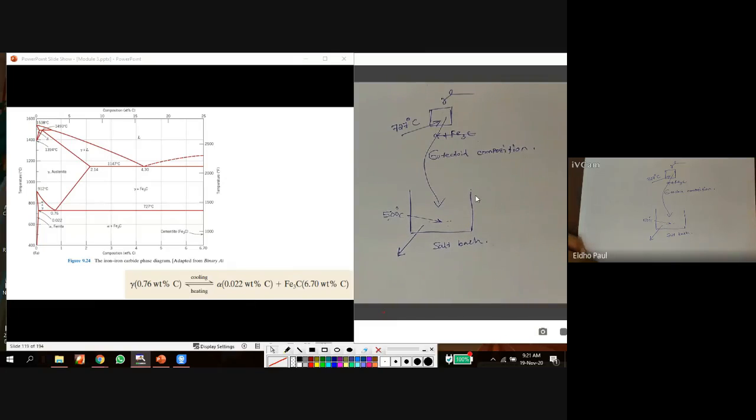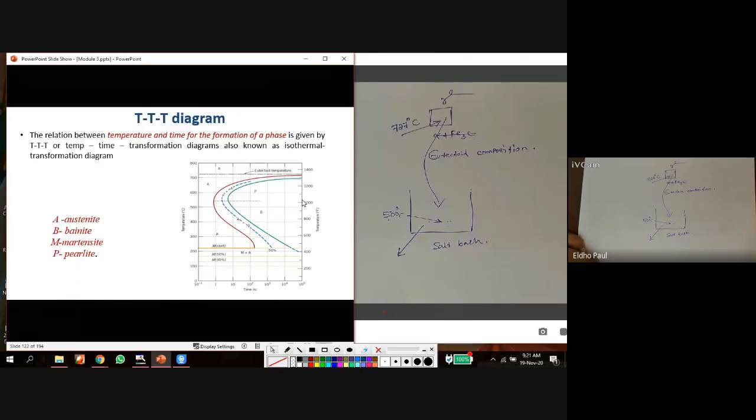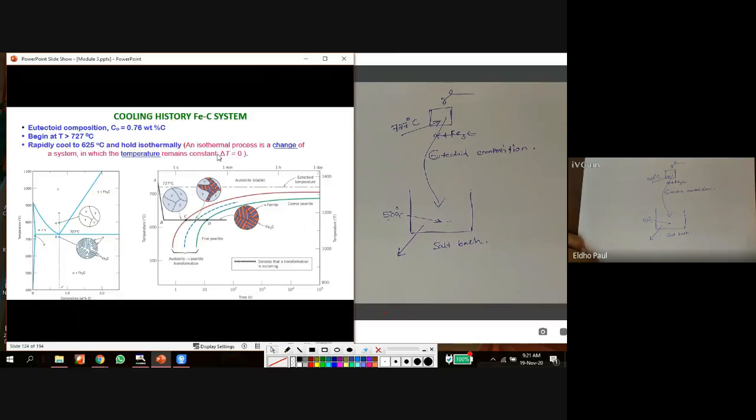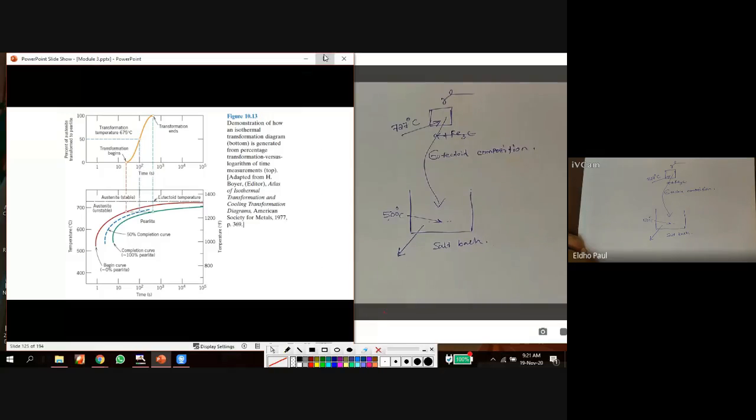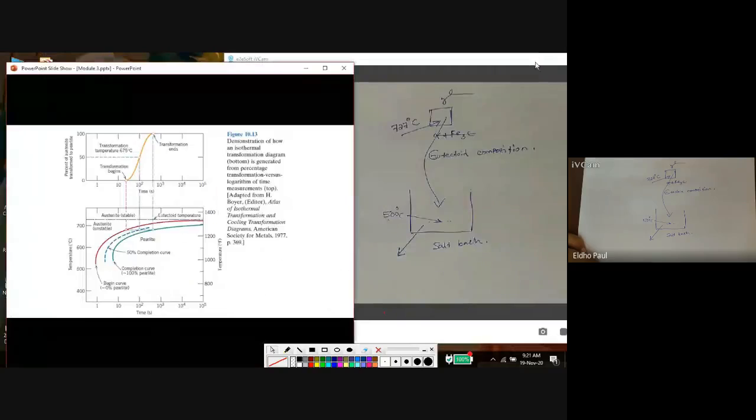Okay, so this is the experiment. Next I am going to draw the TTT diagram based on this experiment. Okay, so this is the TTT diagram. First I dip the sample in the salt bath. This is the point, our time at which I dip the sample in the salt bath.